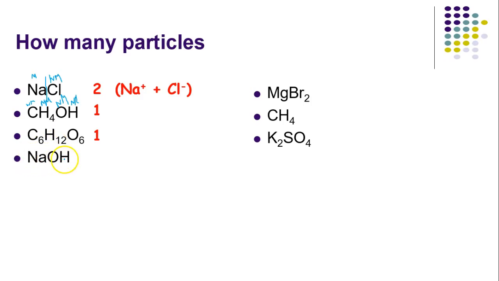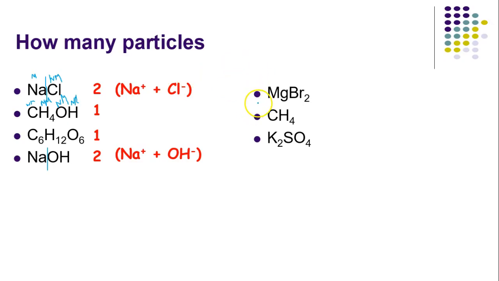Then we've got sodium hydroxide. See if you remember that one, hydroxide. I know right away, because this is a metal, that this is ionic. So if I draw a line after the metal, I can see sodium. This is a polyatomic ion. This is not going to break apart. It's going to stay as a polyatomic ion. So I have sodium and hydroxide. That's 2 particles. Sodium ions and hydroxide ions.